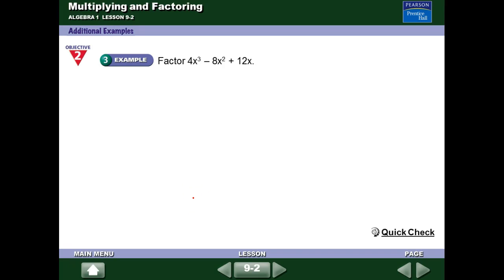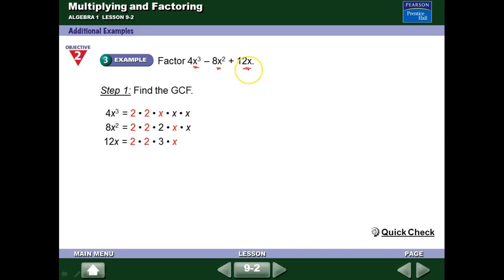Now the directions have changed, and they're going to ask you to factor out a monomial. So here, first part is find the greatest common factor. So once again, taking a look at my 3 terms and finding what is common, the biggest thing that's common in all of them. So you can break it down. 4x cubed is 2 times 2 times x times x times x.